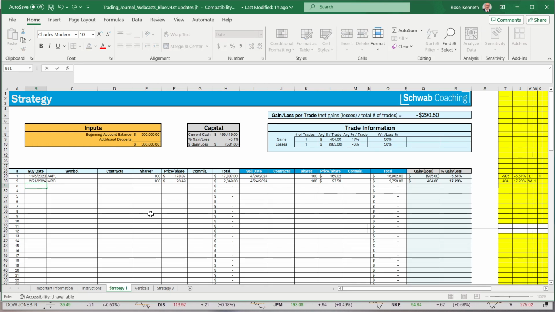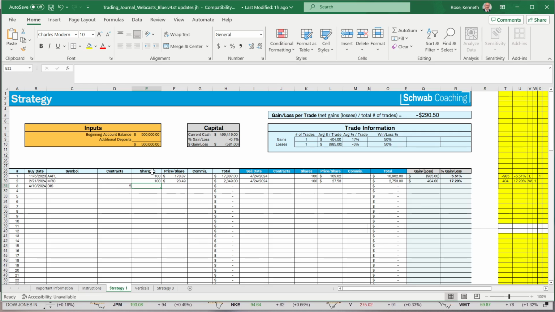And we want to actually put the date on there. And the date on that, if I remember that correctly, was 4/10, April 10th of 24. Here's where we put in the symbol right here in the symbol column. Now we are talking about contracts here. And if I remember correctly, we had 5 contracts there. So let's go ahead and go with 5 contracts.